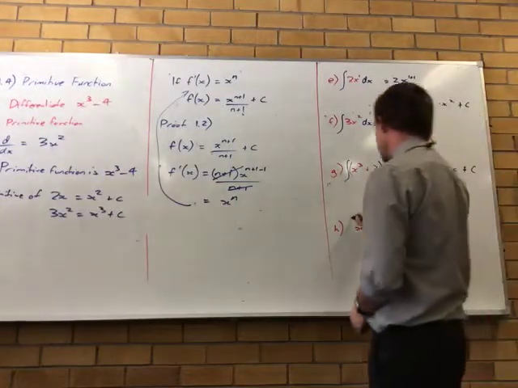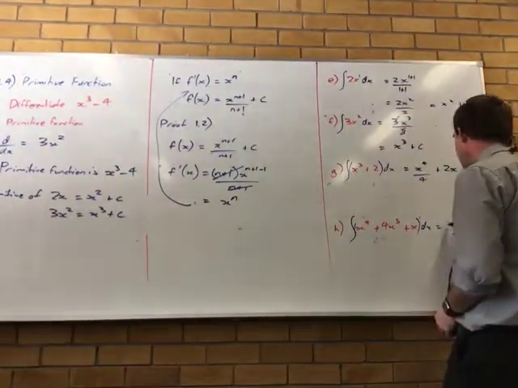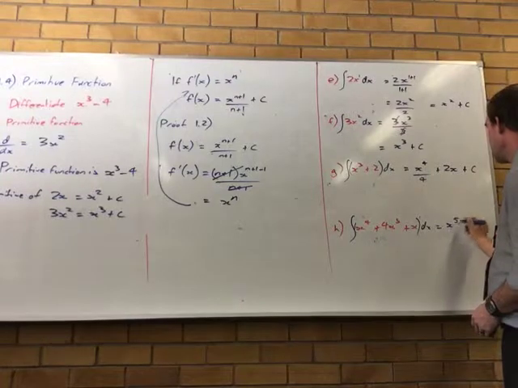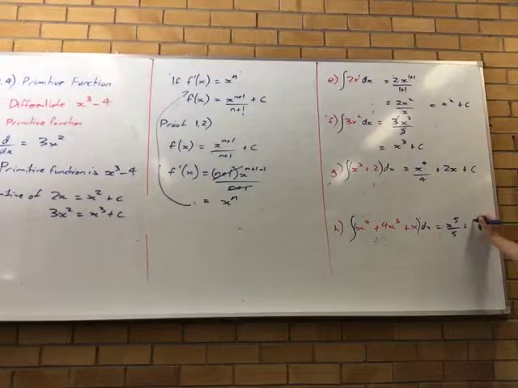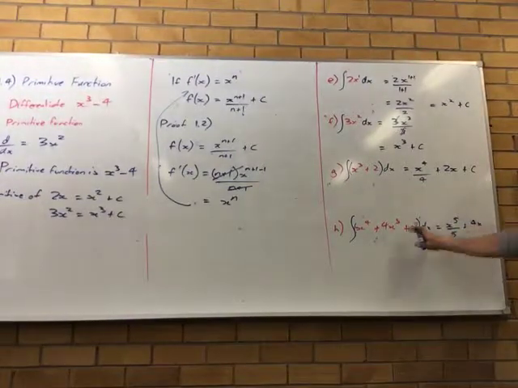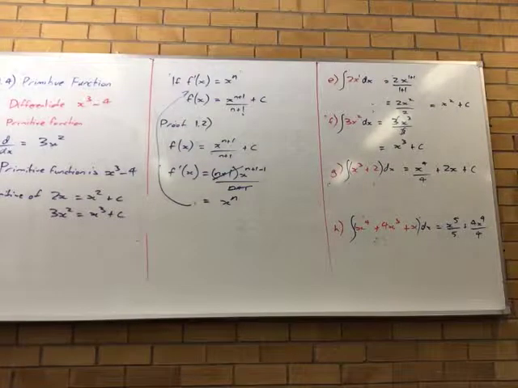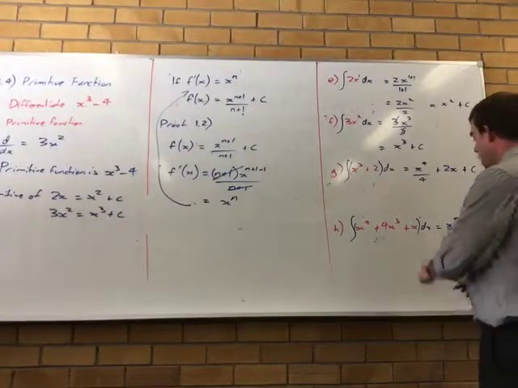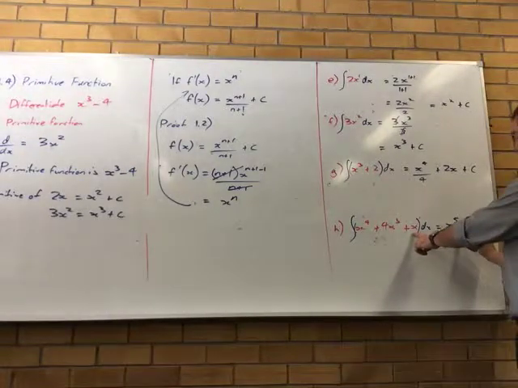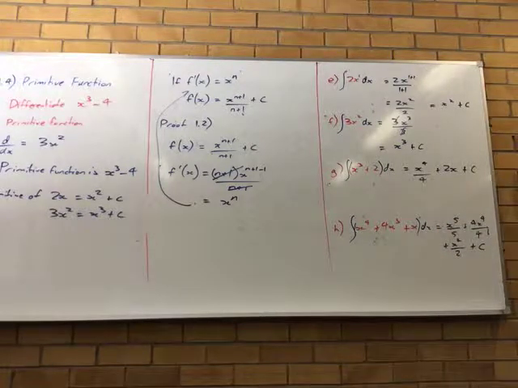Okay, so again, term by term. You add 1 to your power, divide by your new power. 4x, add 1 to this power, divide by that power. So x to the power of 1, add 1 to that power, divide by your new power, and don't forget the constant of integration. Okay, so the only thing we can simplify is this.